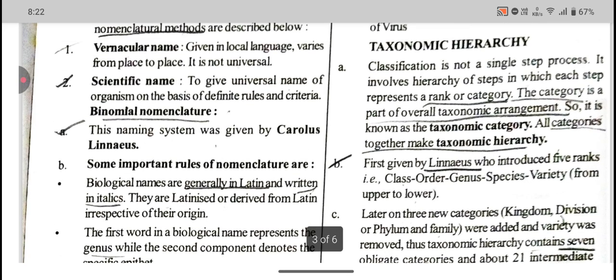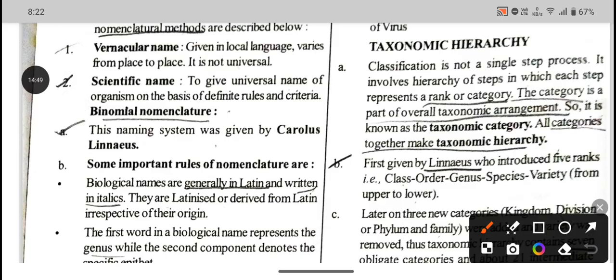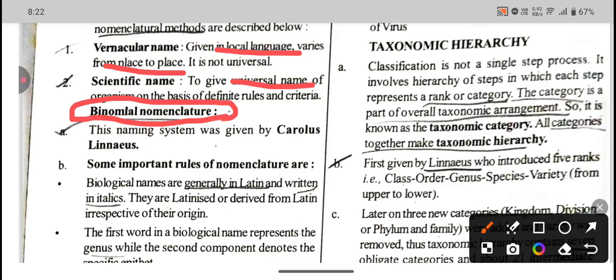Basically there are two kinds of names given to an organism. One is the vernacular name, which is given in the local language and varies from place to place, so it is not universal. It is also known as the common name. The second is the scientific name, which is the universal name of the organism. It is given based on definite rules and criteria of binomial nomenclature, a system given by Carolus Linnaeus.